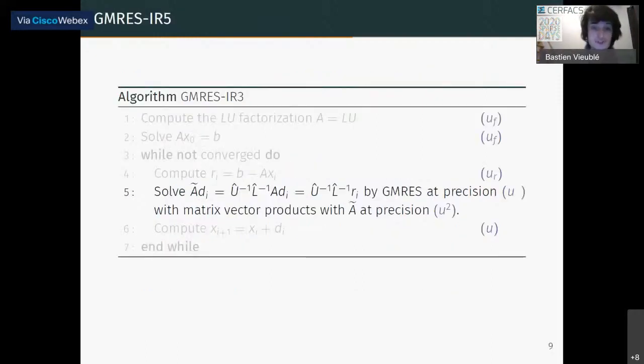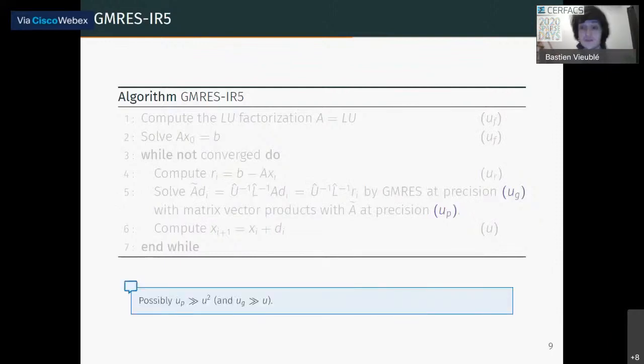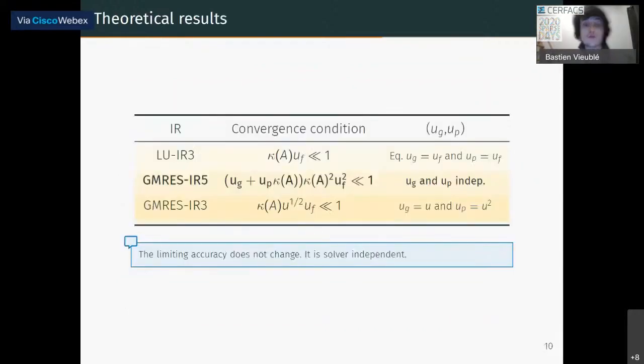So just to remind you, in GMRIR3, we are using a GMRES preconditioned by the LU factors to solve the correction equation. This GMRES has its precision depending on u, the working precision, and in GMRIR5, we make it independent of u, where uP, which is the precision at which we apply the preconditioning, may be less precise than u², and uG, the precision of the other operations, may be less precise than u. We provide an error analysis of this new algorithm, and its convergence condition can be seen as a middle ground between LUIR3 and GMRIR3.